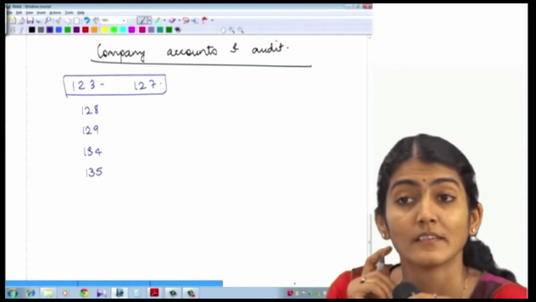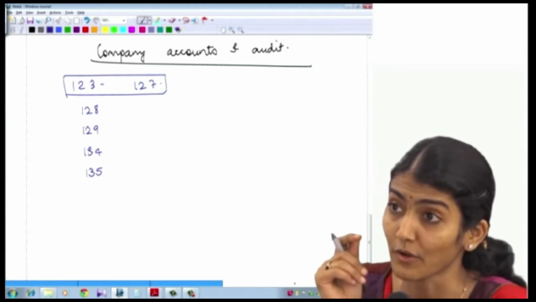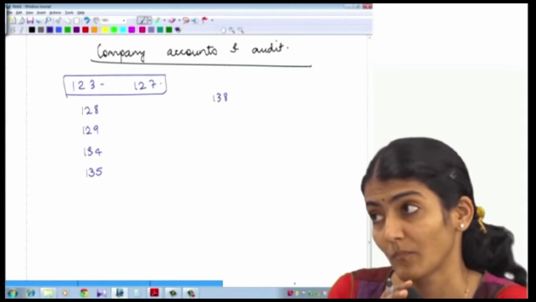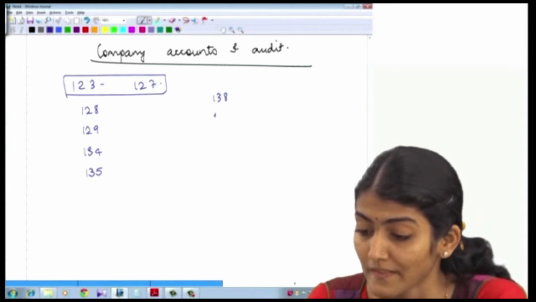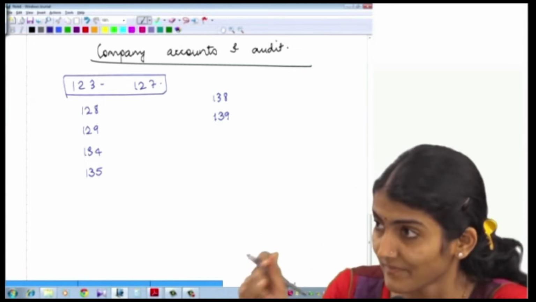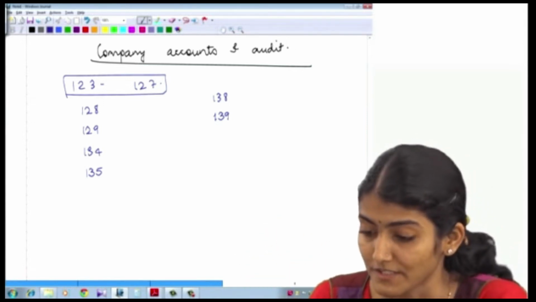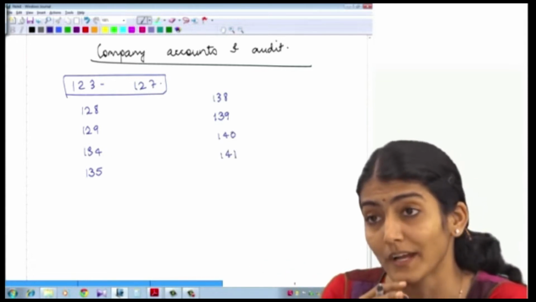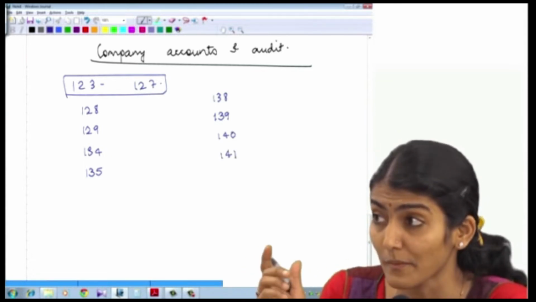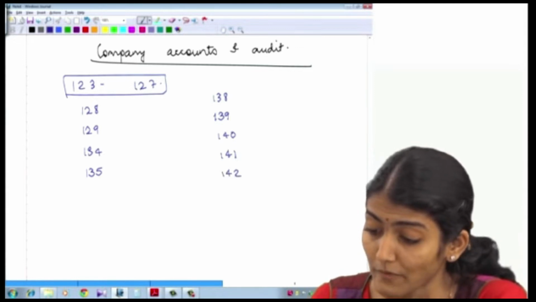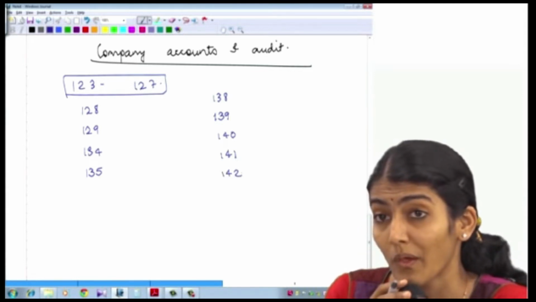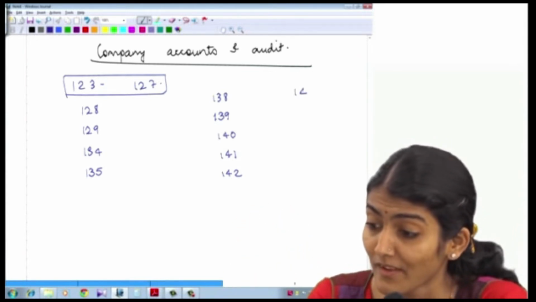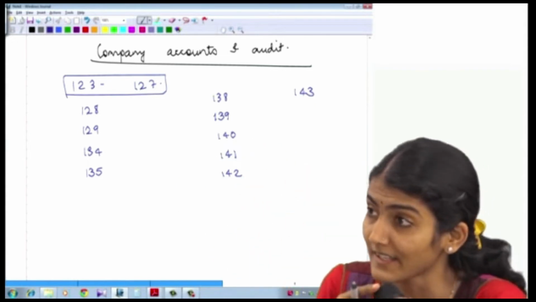135, CSR, corporate social responsibility. 138, internal audit. Very good. 139, appointment of the company auditor. 140, removal of the company auditor. 141, qualifications and disqualifications of the company auditor. 142, auditor's remuneration. Casual vacancy, everything in 139.